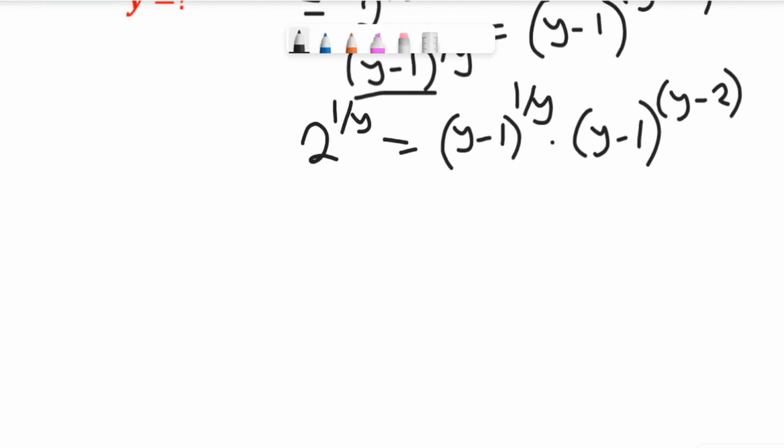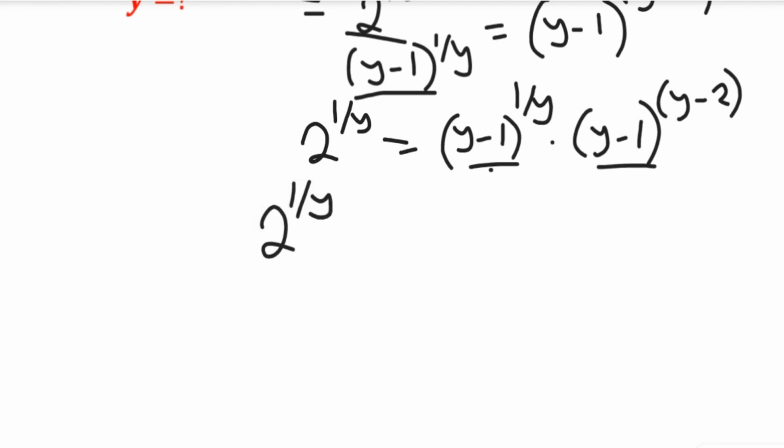Having done that, you come to see that the two factors on the right-hand side have a common base. According to the law of indices, if they have a common base, the product law says all we need to do is to add the powers. So that will give us 2 to the power of 1 over y equal to y minus 1 to the power of 1 over y plus y minus 2.